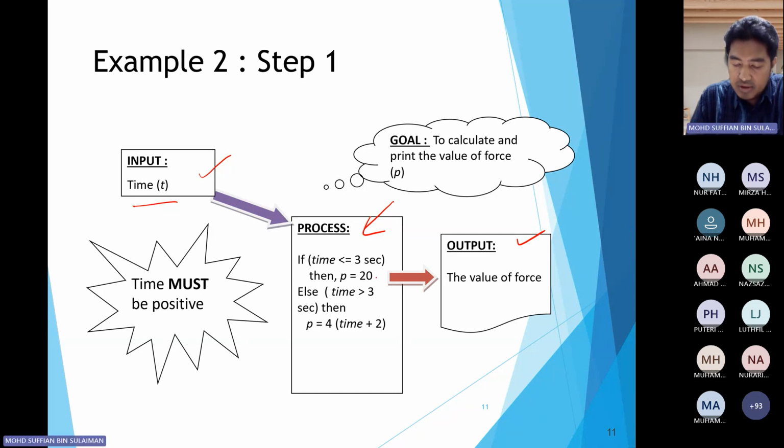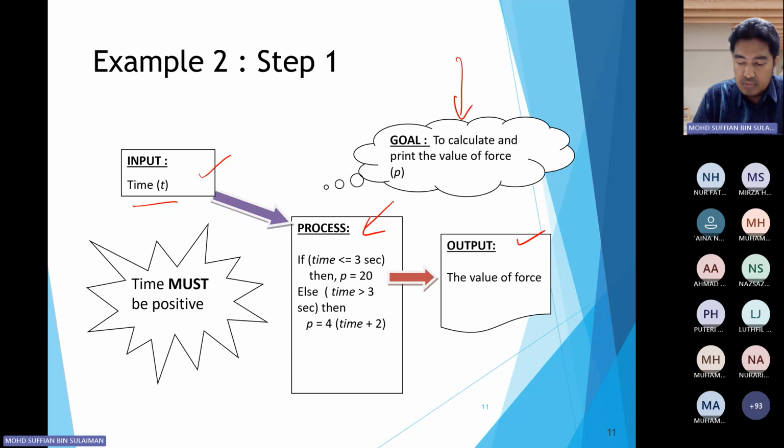Okay, you can simplify the process by following the concept of selection syntax in C++. Then doing it like this can also be accepted. So if in bracket time, which is the input, is less than or equal to 3 seconds, then P equal to 20. Else time greater than 3 seconds, then P equal to 4 in bracket time plus 2. And then output the value of force. Okay, don't forget to capture the goal: to calculate and print the value of force.